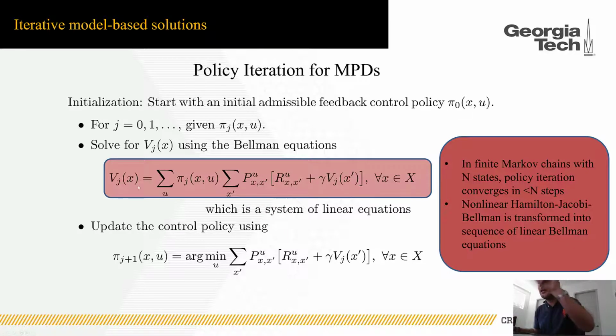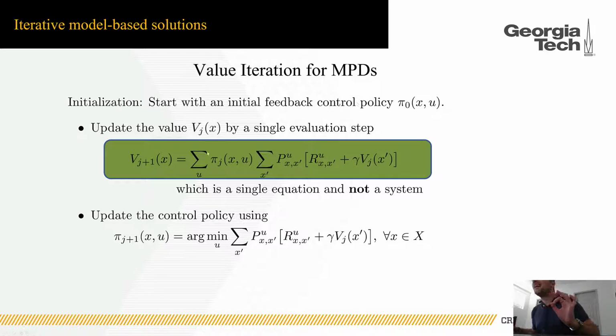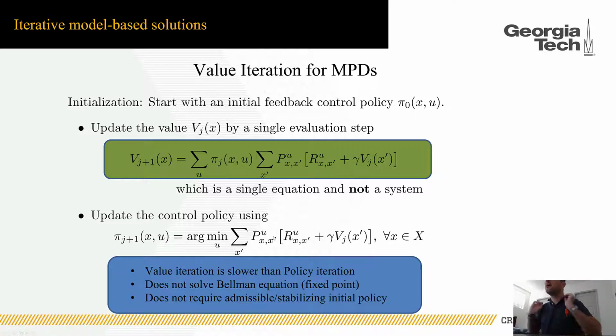Again, what I want you to see here are the differences. So here I have j plus 1. I start with an initial admissible policy. Here I have j plus 1. I do iterations on the value. And here I have j plus 1. I start with any feedback policy. Now, what are the differences? Somebody will ask, okay, if the value iteration doesn't require an admissible policy, why don't I do just value iteration? You know, value iteration is slower than policy iteration.